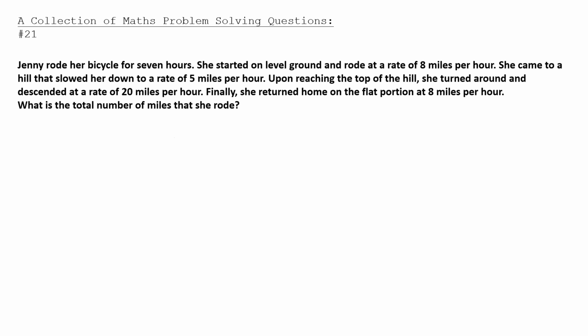Jenny rode her bicycle for 7 hours. She started on level ground and rode at a rate of 8 miles per hour. She came to a hill that slowed her down to a rate of 5 miles per hour.